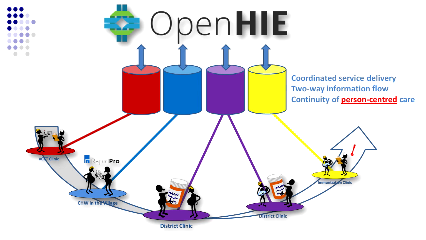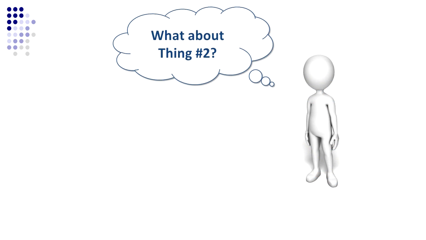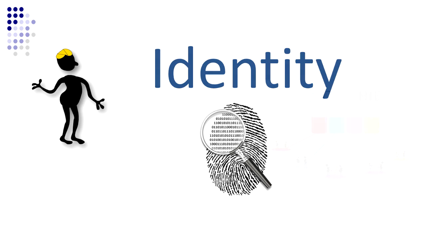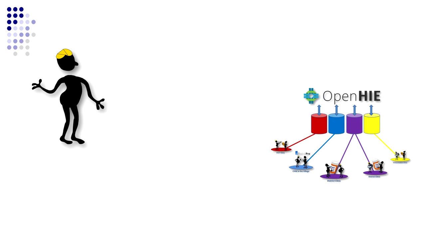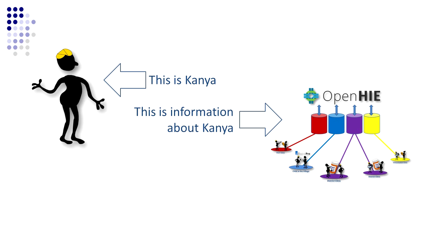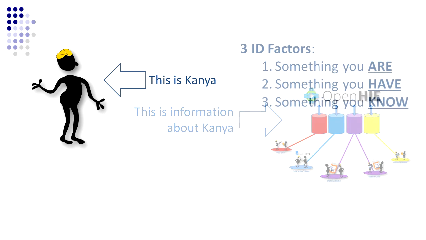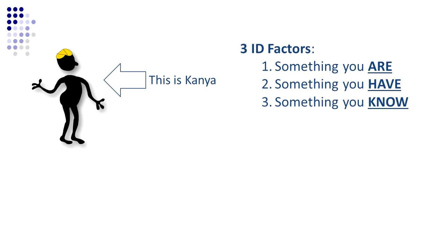But hold on, how did we know which information in each database was about Kanya? What about thing number 2? How did we establish Kanya's identity so that we could connect her episodes into her health story? To be able to manage Kanya's health information across our care delivery network, we must first be able to unambiguously identify her. There are 3 factors in establishing identity.